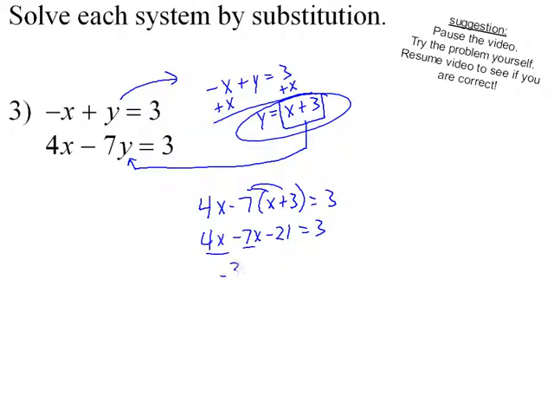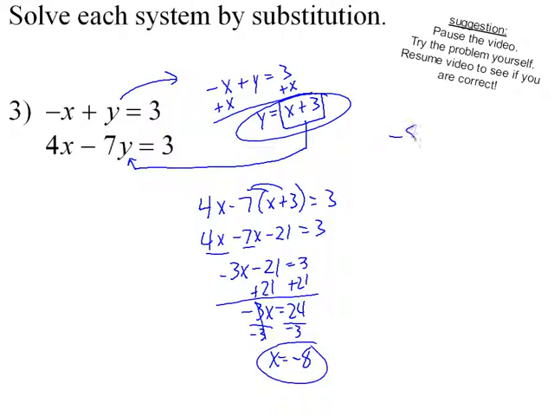Combine my like terms. Negative 3x minus 21. You can see that you're really going to need to know your negative and positive integer rules. Adding 21 to both sides, I'm getting negative 3x is equal to 24. Dividing by negative 3, I'm getting x is equal to negative 8.